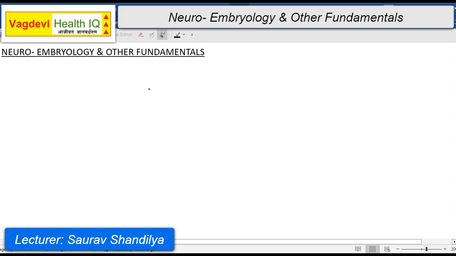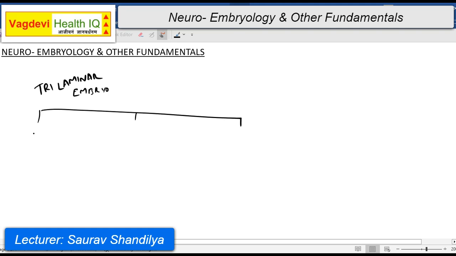Now, there's a trilaminar embryo. Every one of you knows that. Trilaminar embryo, right? In that, you have three parts. I'm not interested in all three as long as neuro works, but the first one is endoderm, another one is mesoderm, and the last one is ectoderm.